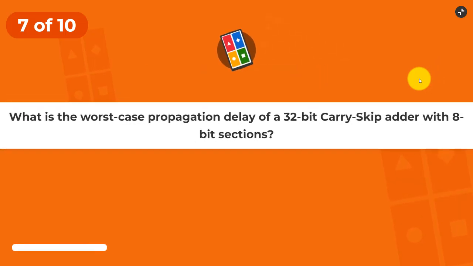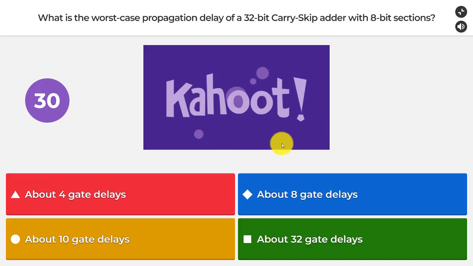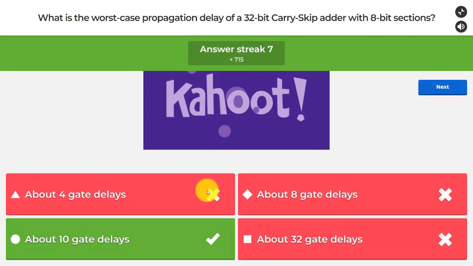Our next question is, what is the worst case propagation delay of a 32-bit carry skip adder with 8-bit sections? Is it going to be about 4 gate delays, about 8 gate delays, about 10 gate delays, or about 32 gate delays? And again, we have a 32-bit carry skip adder. We're going to have 8-bit sections in there. And the answer is going to be about 10 gate delays. So let's understand why.